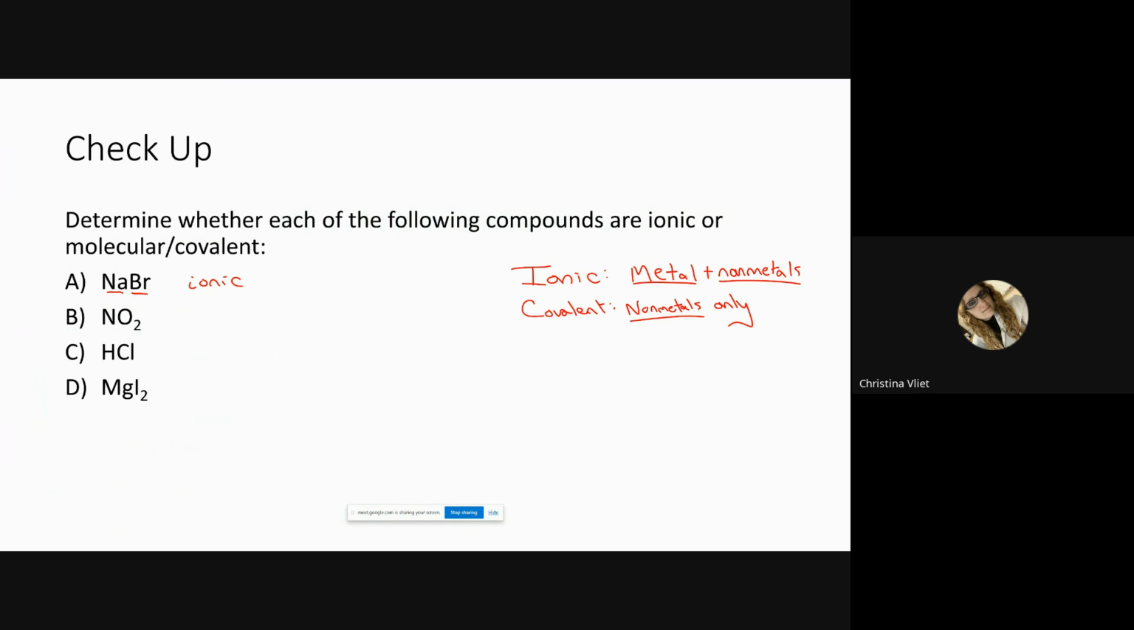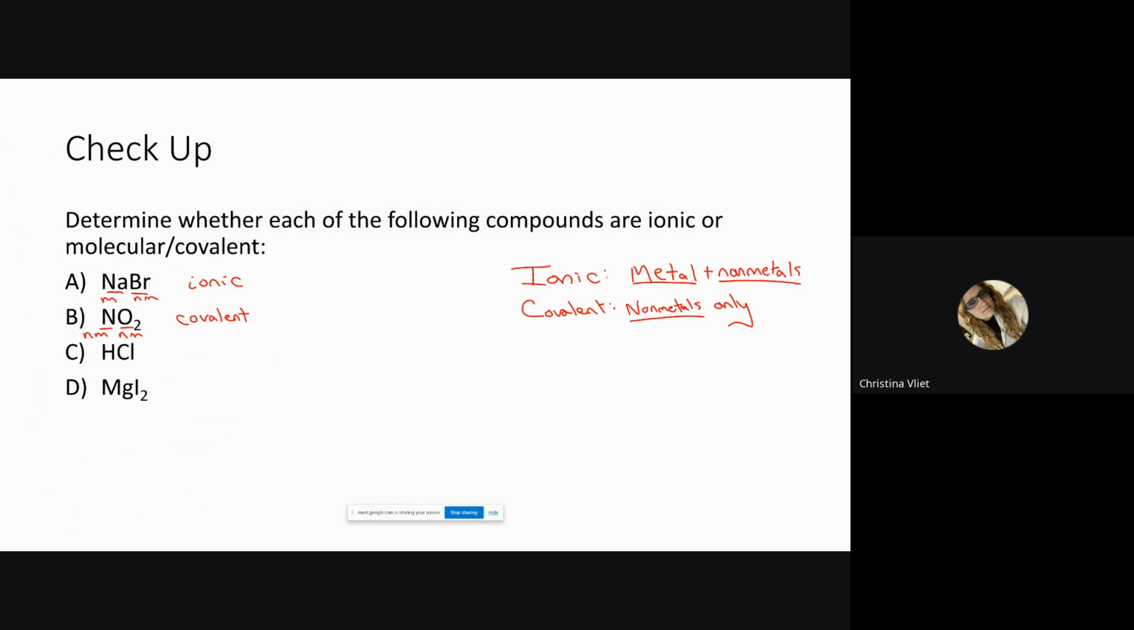All right, next one, NO2. A nitrogen and two oxygens. Everything here is a non-metal. So because everything here is a non-metal, that means this is covalent. And so just, I'm going to write here underneath non-metal, non-metal, and here metal and non-metal. How we're making that decision. And this is a decision you need to make pretty quickly.